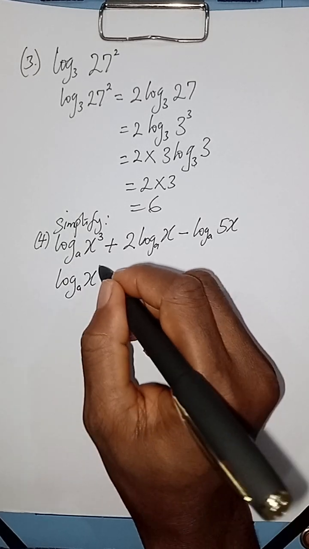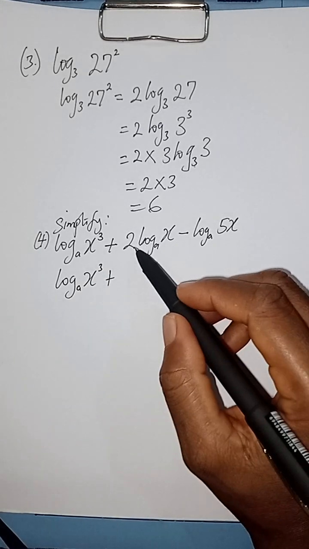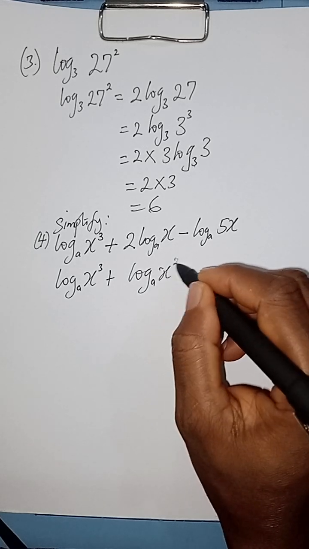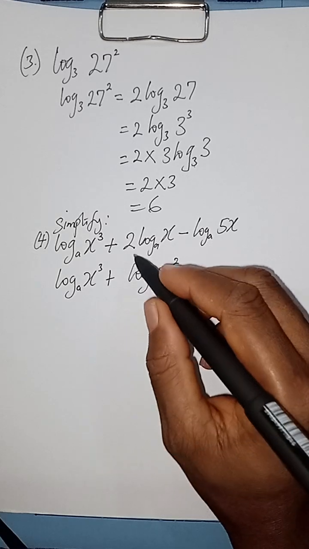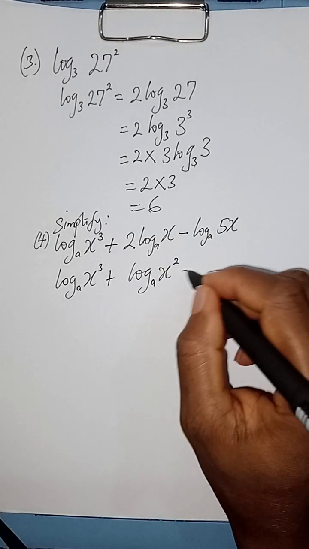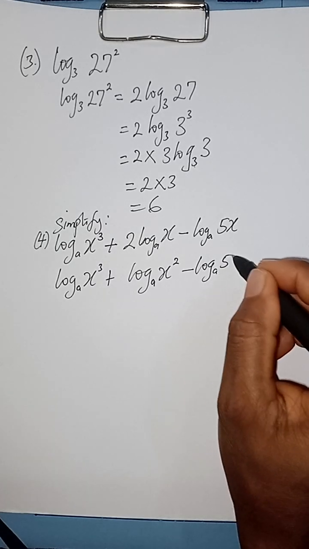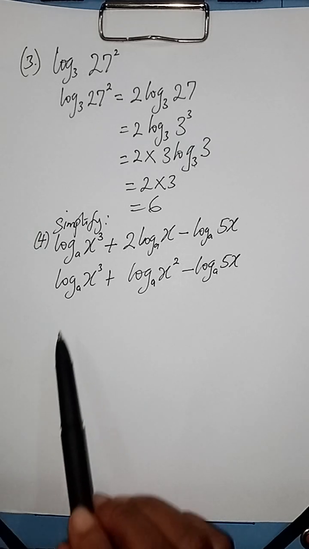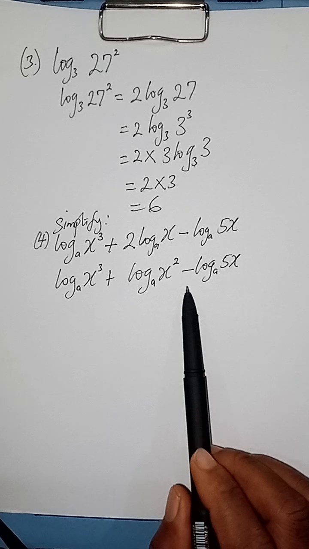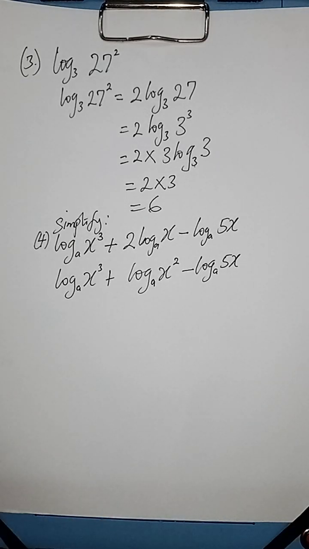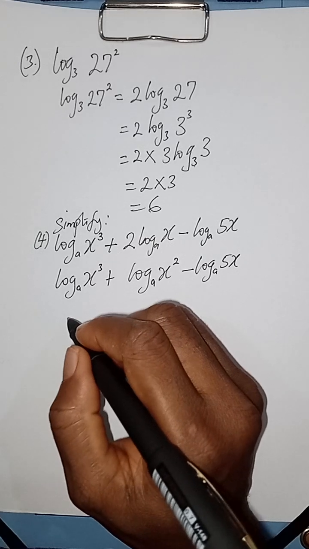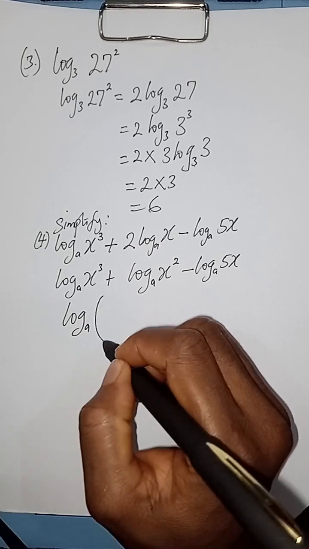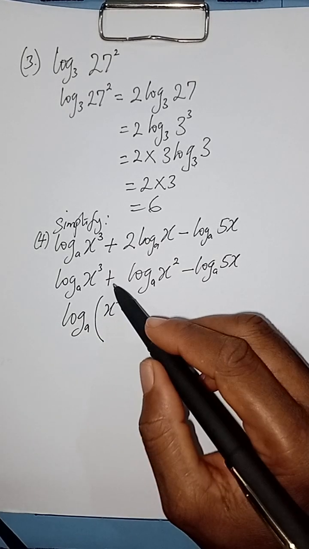This is x raised to power 3. This 2 by the side will come here to be the power. After all, from this position it can also come here to be like a coefficient. The minus log a 5x. Remember, the log of products gives you this. So we can express this as the log of a product also. By this I mean I can say, using one logarithm, since they are all in the same base a, log a, open bracket, x raised to power 3.